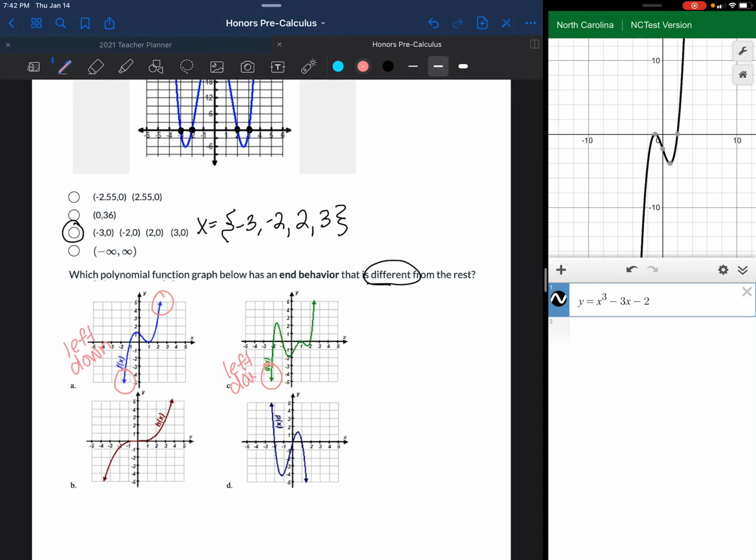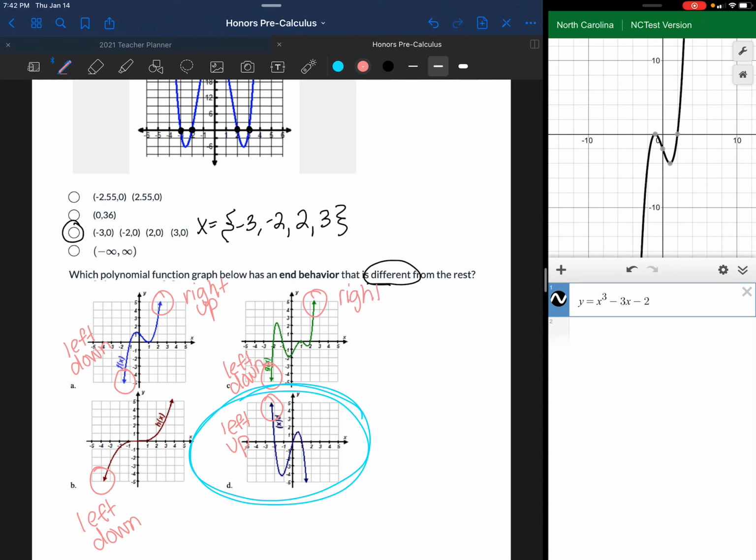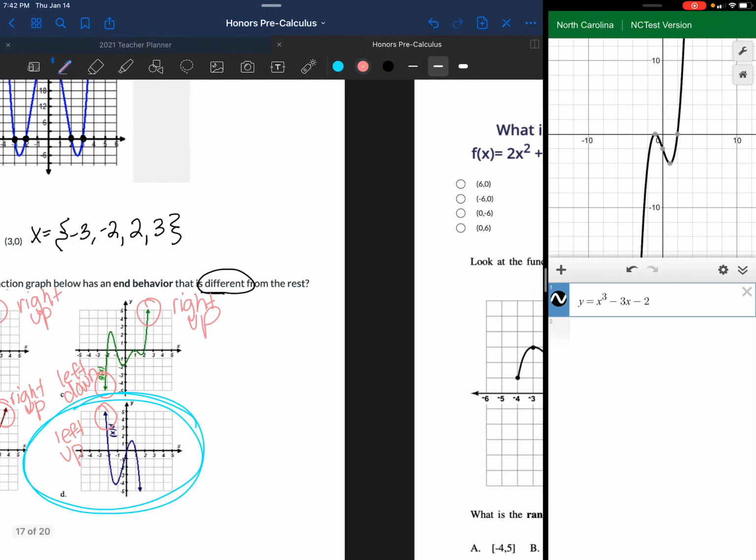This one is left and down. That's right. This one's left and going down. Alright, this one is on the left and going up. So out of all of these options, D is the one that's different. I can even look at the right side, so right and up. This one's going right and up. And then finally, same thing, right and up.